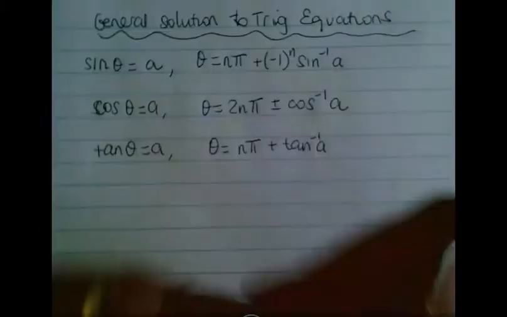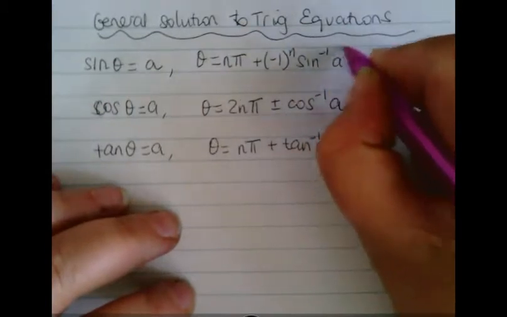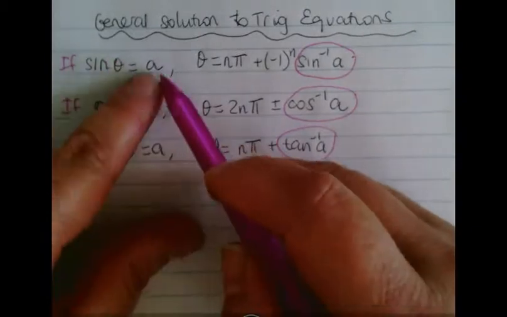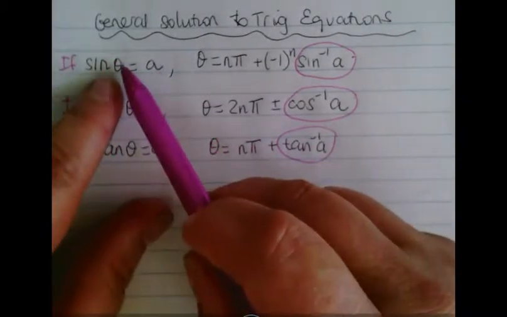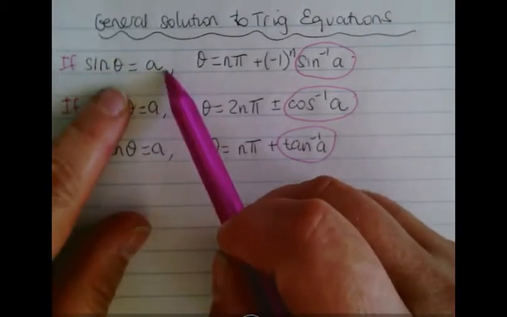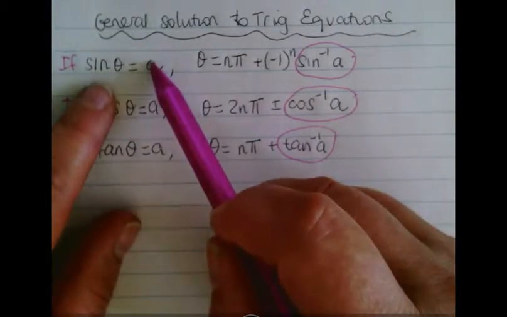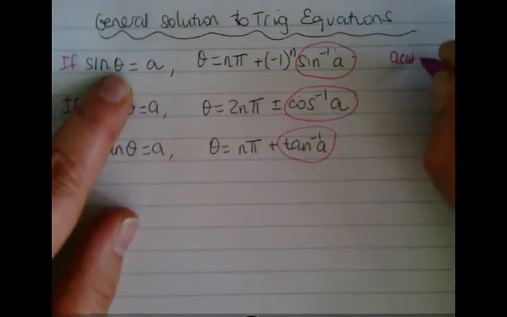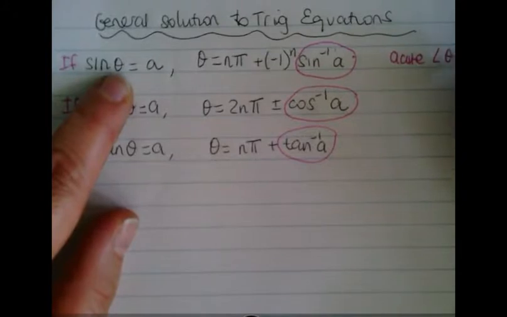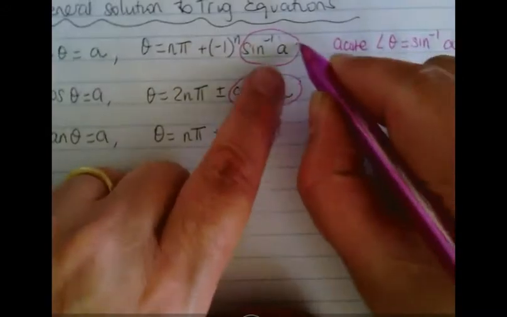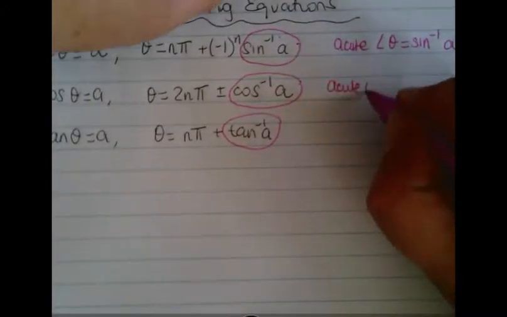Now, what you need to realize is that this sine to the -1 of A, this bit, and that bit, what it really should say is "if" at the beginning. So if sine theta equals A, don't you normally do shift sine to work out the angle? If sine of an angle is a number A, then the angle is shift sine of A. So this shift sine of A is actually the acute angle. That bit that's circled there is your acute angle theta.